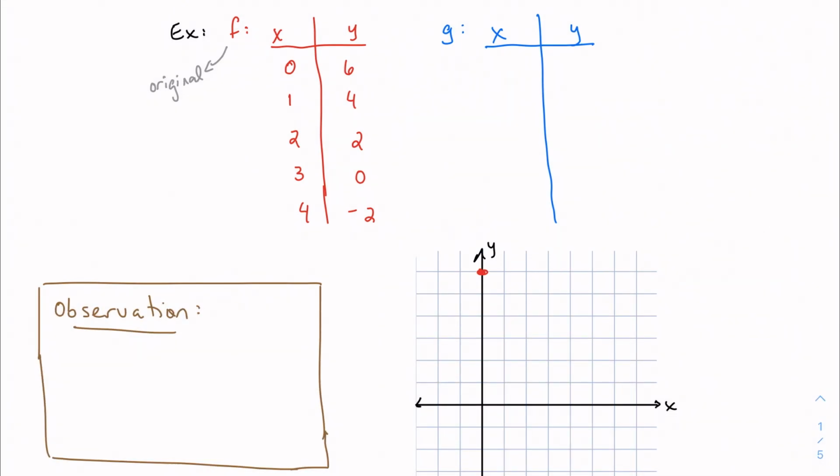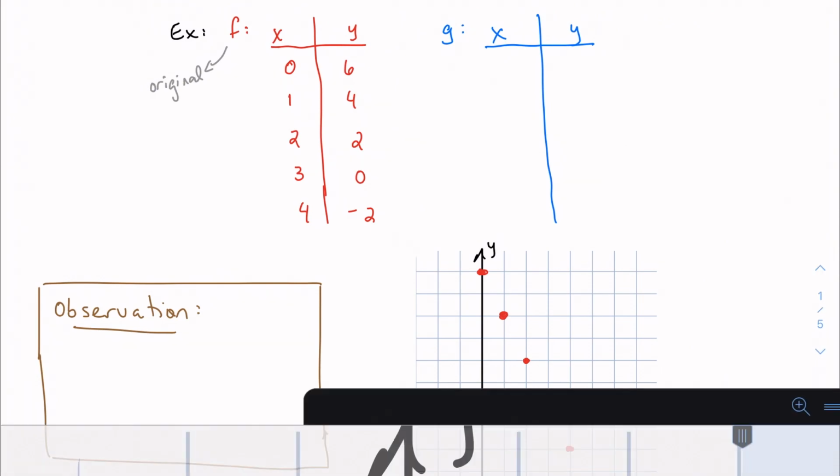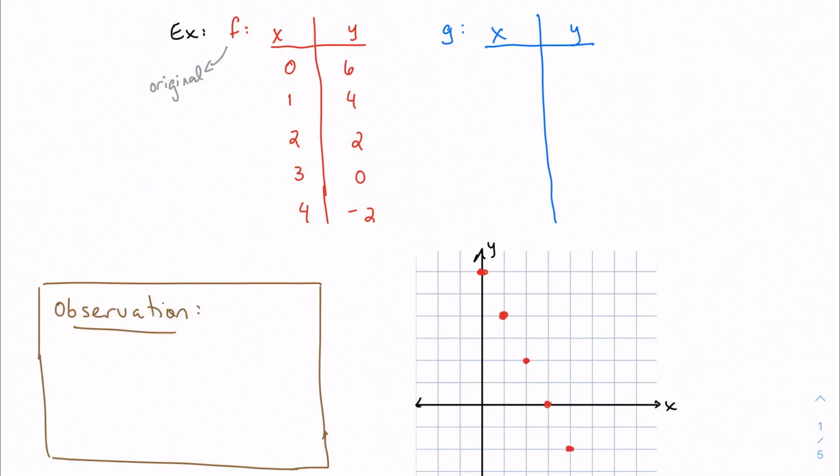So we plot 0, 6; 1, 4; 2, 2; 3, 0; and 4, negative 2. So I have my 5 points here that make up my function f.